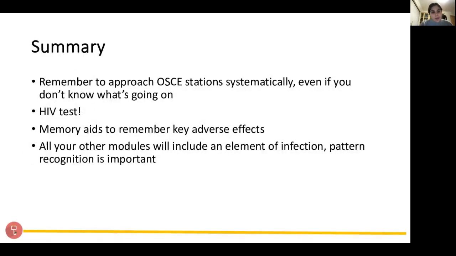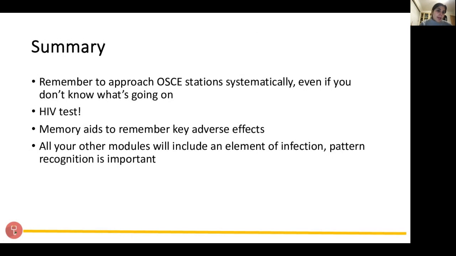And so, in summary, even if you don't know what's going on in the OSCE station, like a fever of unknown origin, which I think would be a really nasty OSCE station to give people, just try to approach it systematically and go through, whether it be your imaging interpretation or your history taking, as systematically as you can. With lots of patients that have an infectious disease, you should always do an HIV test. So whatever it might be, TB, leish, if they've just got a presentation where you think this is quite unusual for this person to have become so unwell, do an HIV test. It's really important.